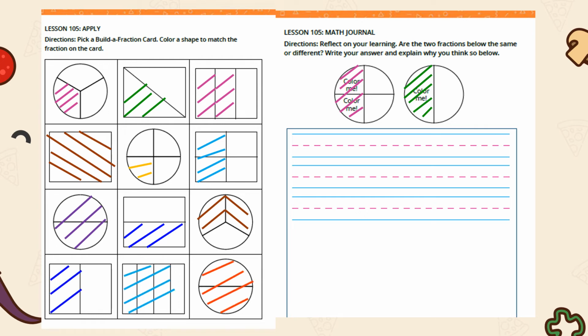Reflect on your learning. Are the two fractions the same or different? Write your answer. We have two circles. The first circle is divided into 4 equal parts. If we color two parts, the fraction will be 2/4. Next circle, if we divide it into two halves and we colored one part, the fraction will be 1/2. So they are different.